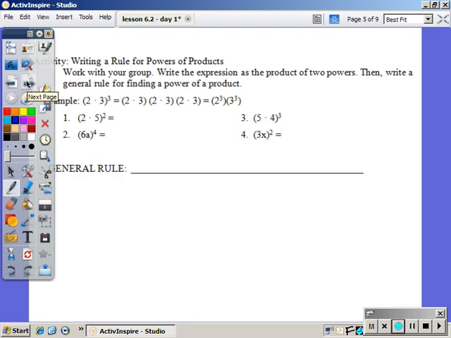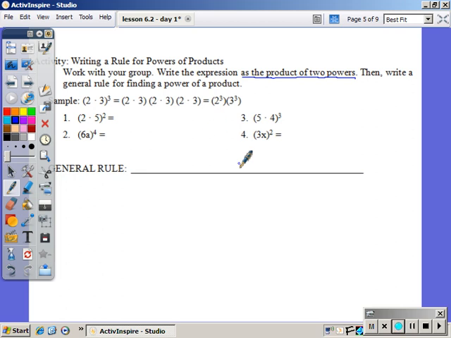The last one is now the powers of products. So that means we're going to be raising a product, a multiplication problem, to an exponent. So 2 times 3 to the 3rd, instead of actually multiplying this and getting 6, we're going to say that this is 3 copies of 2 times 3. If I want to write it as the product of 2 powers, that means I'm not just going to do 2 times 3, 2 times 3, 2 times 3.